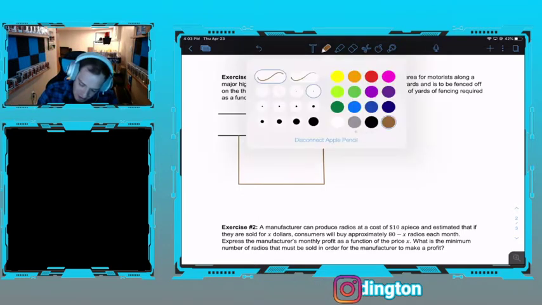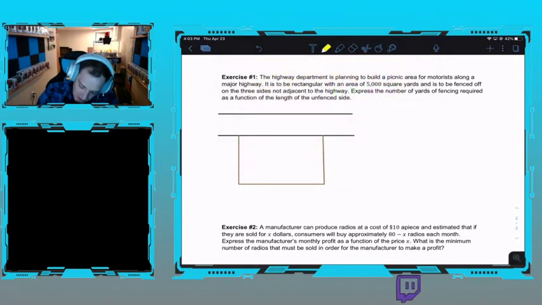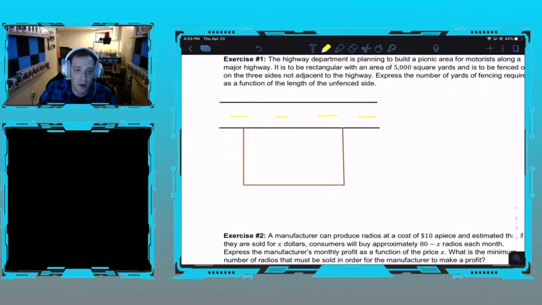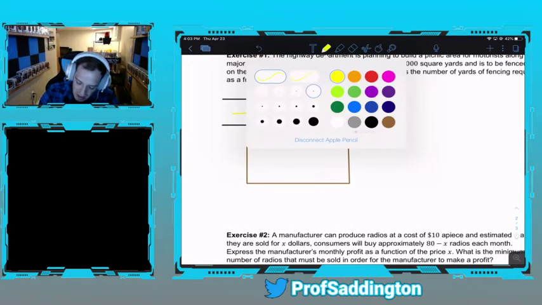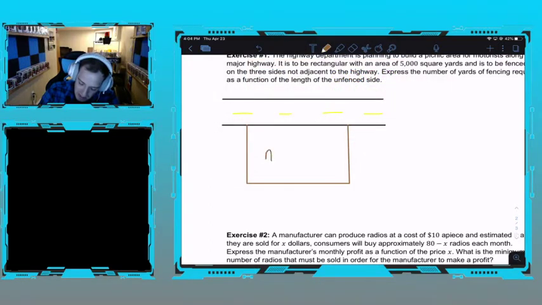Whatever. So, I got my little highway all the way across. This is a little picnic area. And it says that the picnic area has an area of 5,000 square yards.